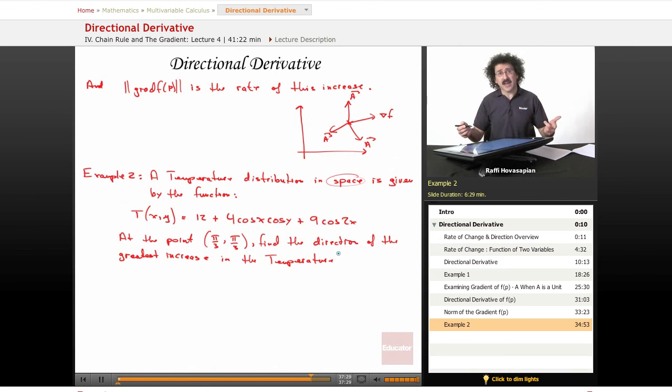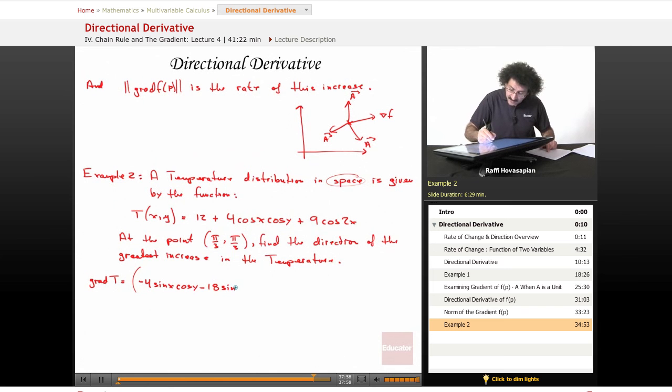Well, I already know the answer to that. The direction of maximal increase is the direction of the gradient vector. That's what's nice. So all I have to do is find the gradient vector. Nice and easy. Okay, so now let's go ahead and find the gradient of T. That is going to equal, and I hope that you will confirm this for me, I'm just going to write this out. It's going to be minus 4 sine x cosine y minus 18 sine 2x. And the y-coordinate is going to be minus 4 cosine x sine y.